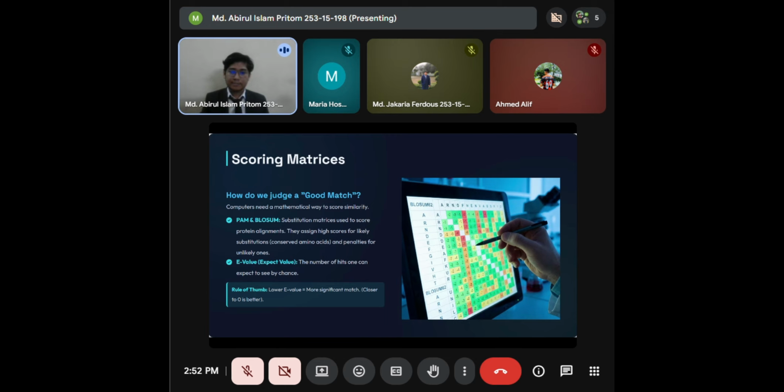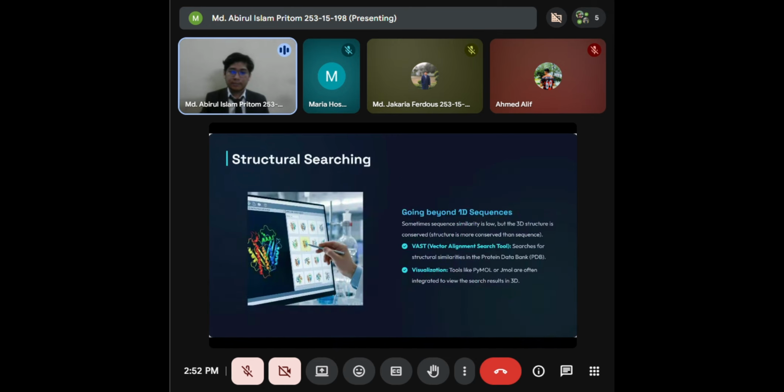However, sequence similarity isn't the whole picture. This brings us to structural searching. There are cases where the sequence similarity is very low, meaning the text doesn't look alike, but the 3D shape of the protein is almost identical. In biology, this is where structure searching is important. To find these hidden matches, we move beyond 1D sequences and use tools like VAST, Vector Alignment Search Tool. Instead of matching letters, VAST looks for geometric similarities in the protein data.